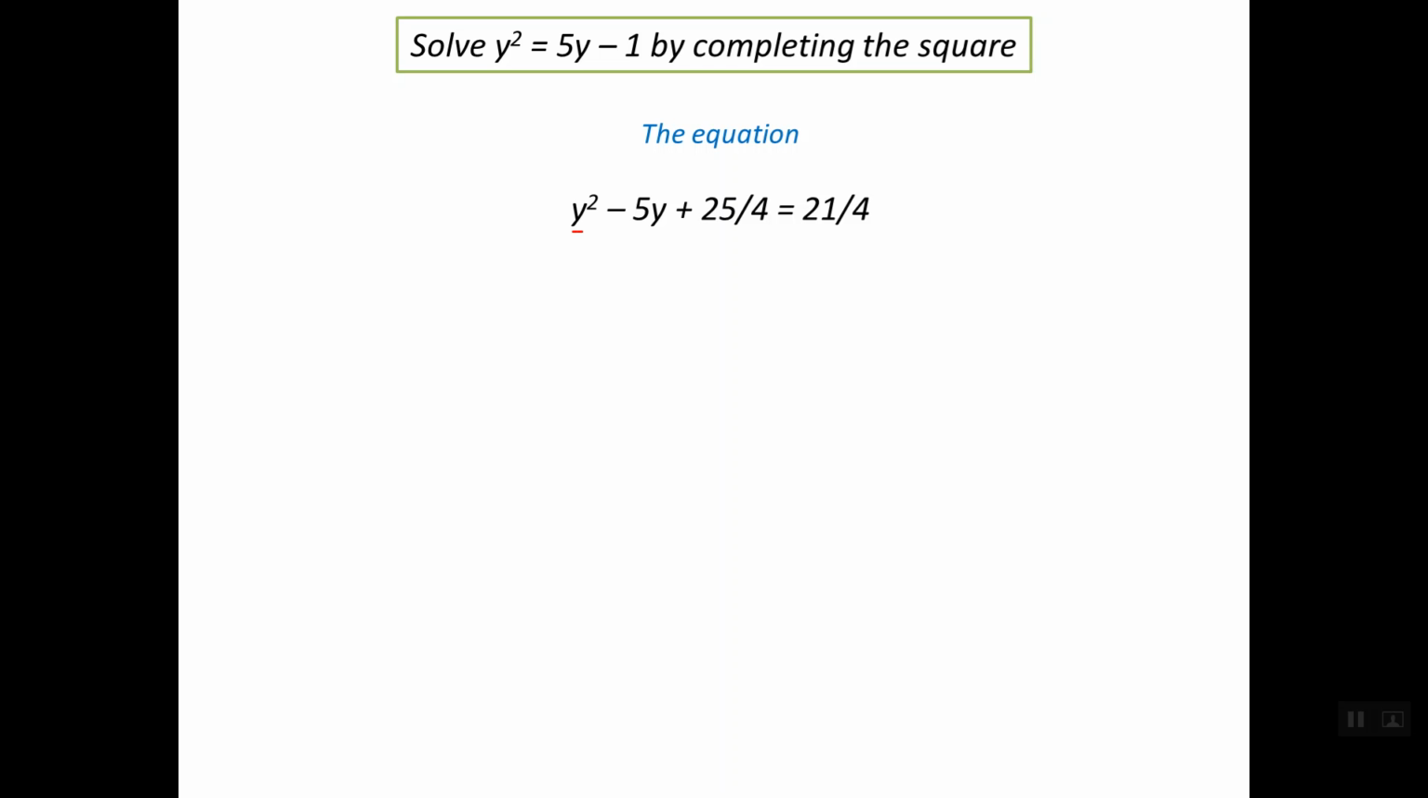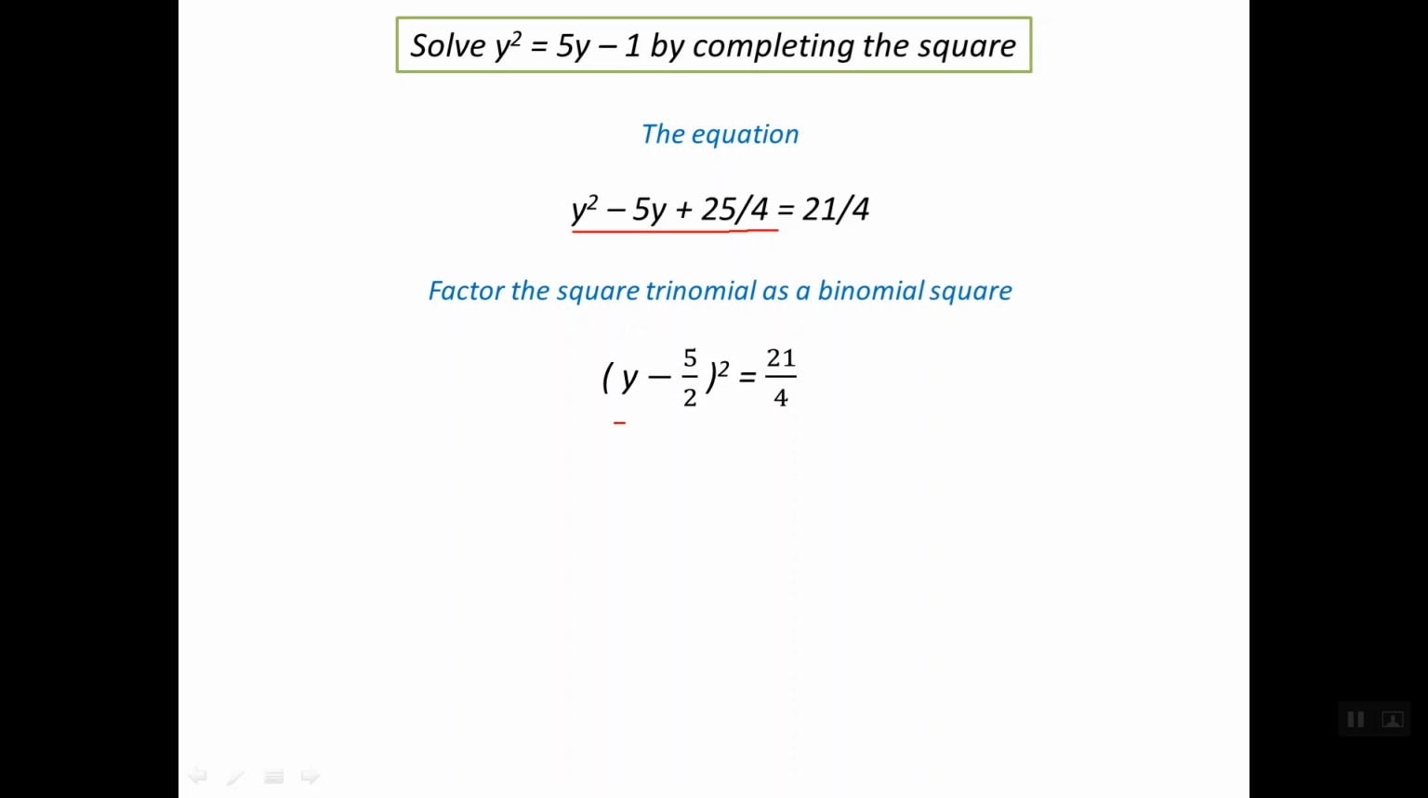As you see here, the left side is a complete square. So we can factor the square trinomial as a binomial square. So the left side becomes y minus 5 over 2, all squared. And you can check the result to get the original equation. And the right side is 21 divided by 4. Now we can simply use the square root property.